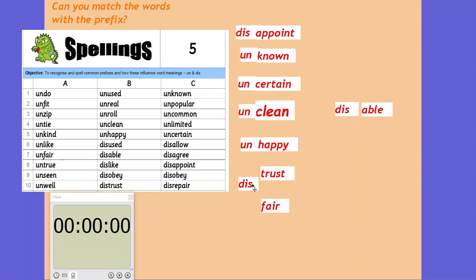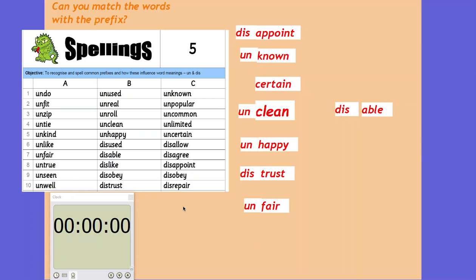Okay, distrust. If you distrust somebody, it means you do not trust them. And this one down here, we'll borrow a prefix from there, is unfair. Unfair meaning it's not fair.